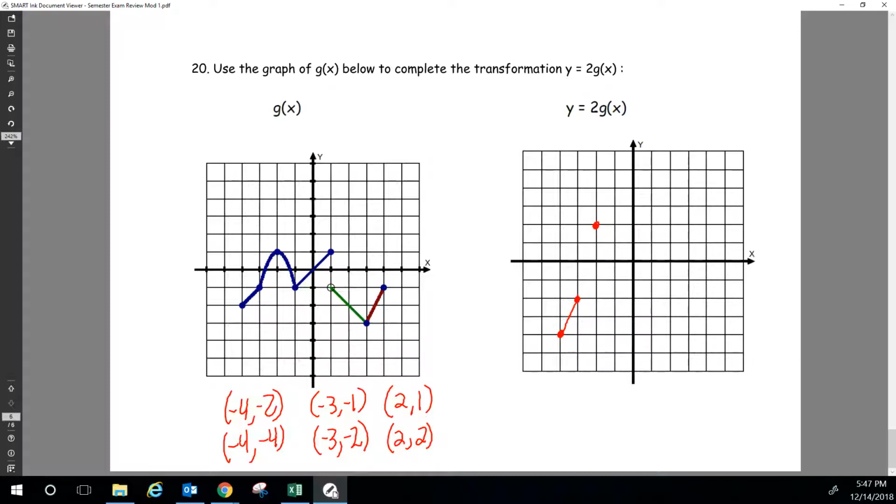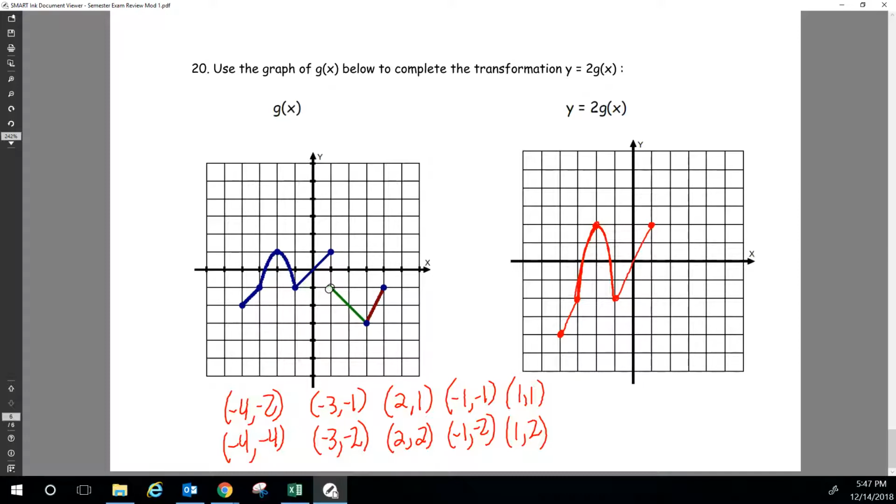And notice that's not a line, it's more of a parabola-ish. And then we're going back to (-1, -1). Keep the x the same, multiply the y by 2. I'm going to end up at (-1, -2). Where's the other half of this parabola? All right, and then we go over here to (1, 1). Keep the x, multiply the y times 2. That's going to end up at (1, 2).